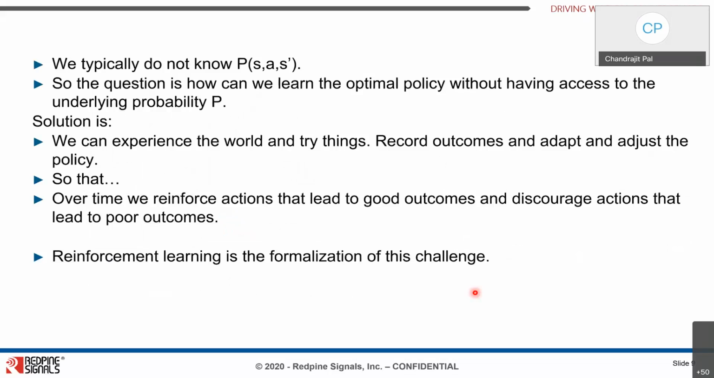Okay. So the thing is, we typically do not know the probability, as I told earlier. So the question is, how can we learn the optimal policy without having access to the underlying probability? The solution, as I mentioned, is we can experience the world and try things, record outcomes, and adapt and adjust the policy, so that over time we reinforce the actions that led to good outcomes and discourage the actions that led to poor outcomes. That is the reason why it is called reinforcement learning. We emphasize those actions that led to good outcomes, good outcomes in the sense of positive rewards, and discourage those actions that led to poor outcomes. So reinforcement learning is the formalization of this challenge.